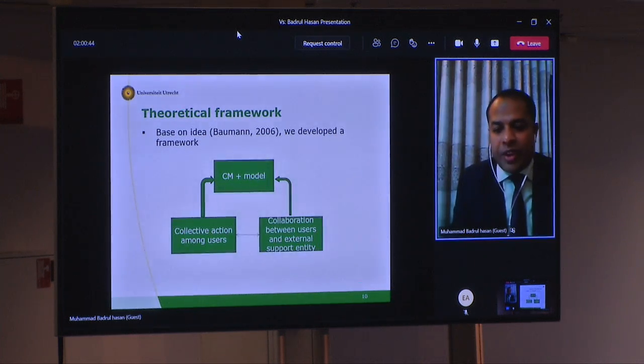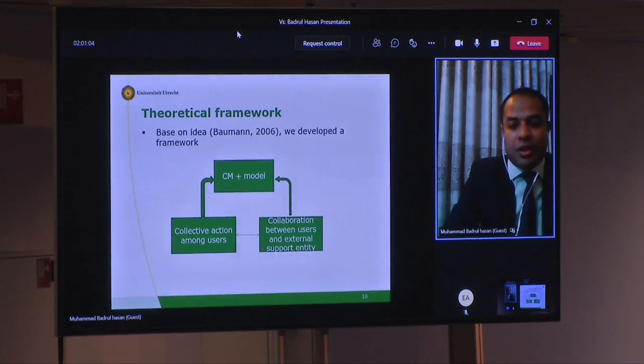This is the theoretical framework. Based on the idea of Eric Bowman, I have developed a theoretical framework of the success of community management plus model, which depends on two pillars. One is collective action among the users, and another is effective collaboration between the users and external support entity.